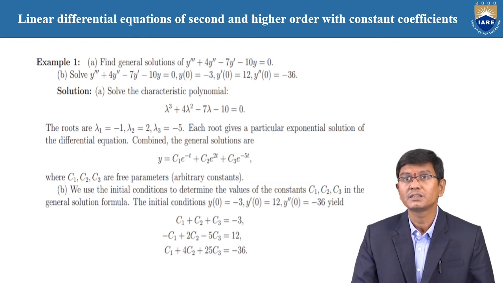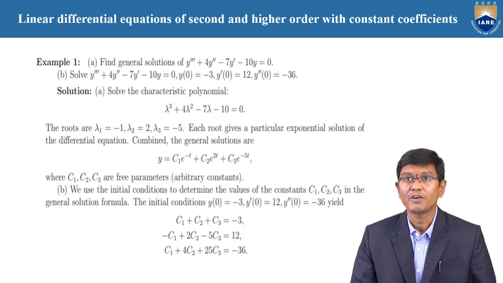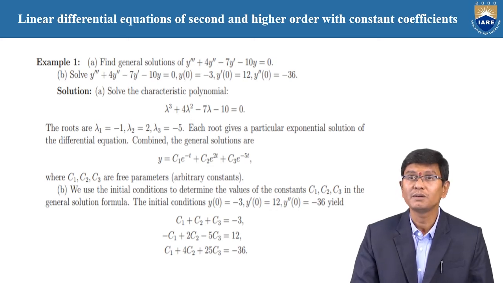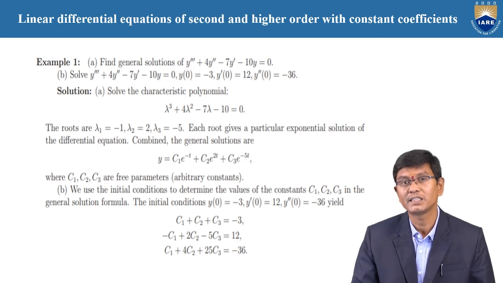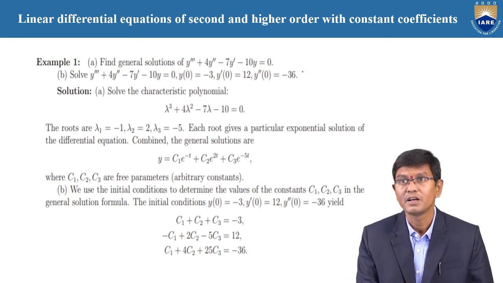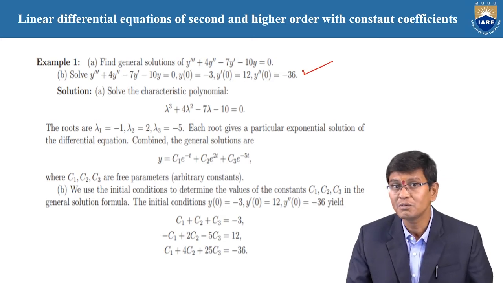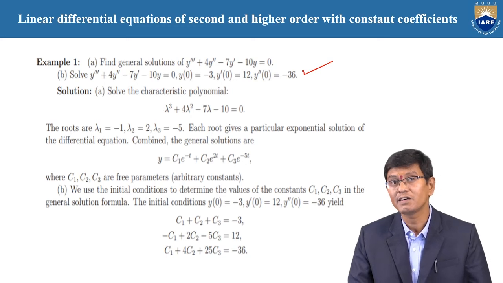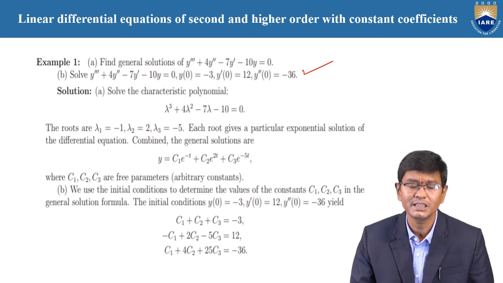Now we need to discuss another problem using the initial value problem. Find the general solution of y triple dash plus 4y double dash minus 7y dash minus 10y is equal to 0. And second, a continuation of this problem, they are asking to find the initial condition. That means with the help of that first equation, we need to solve the initial value problems and find C1, C2, C3.